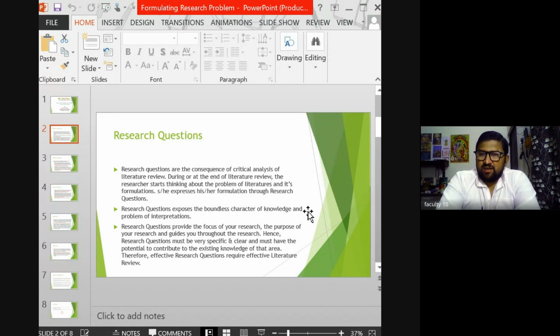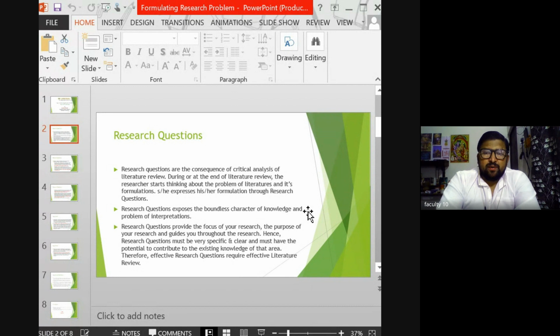And the researcher expresses his or her formulation through research questions. I said, na, the research questions are like amrut. So every researcher while doing literature review must expose the problem of literature. What is the problem of that literature? And after getting the problem of literature, then the researcher is in a position to define his or her research questions. So research questions expose the boundless character of knowledge and the problem of interpretation.